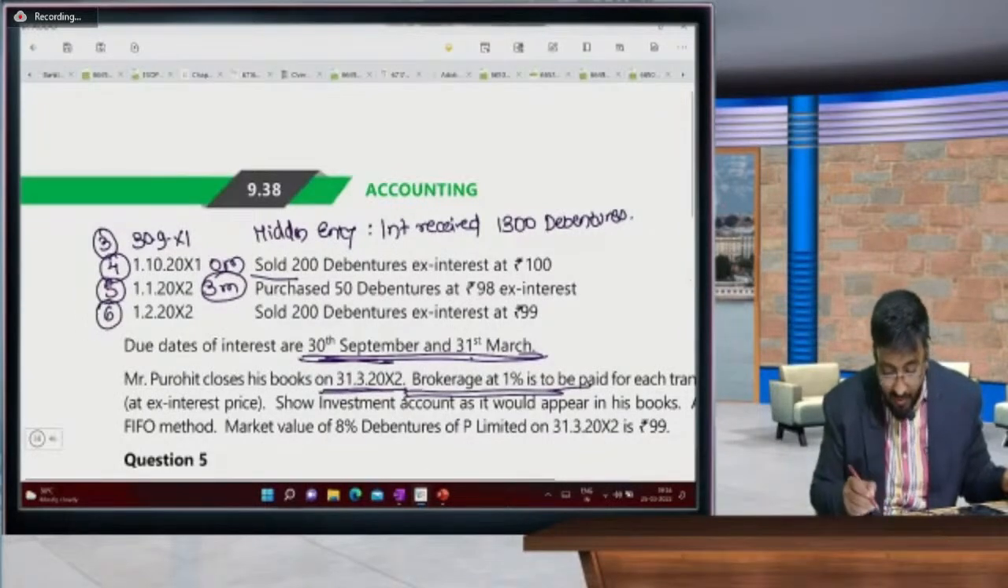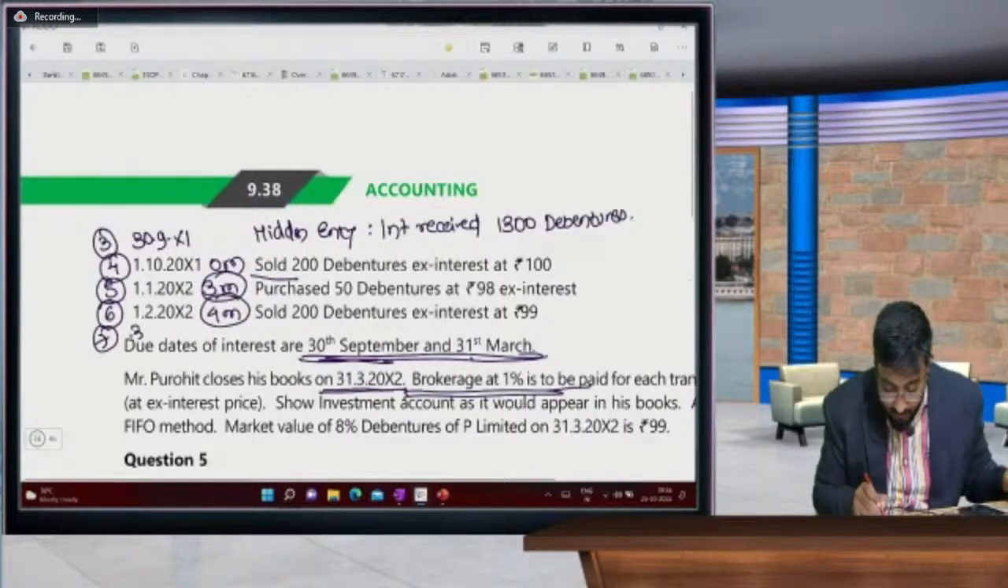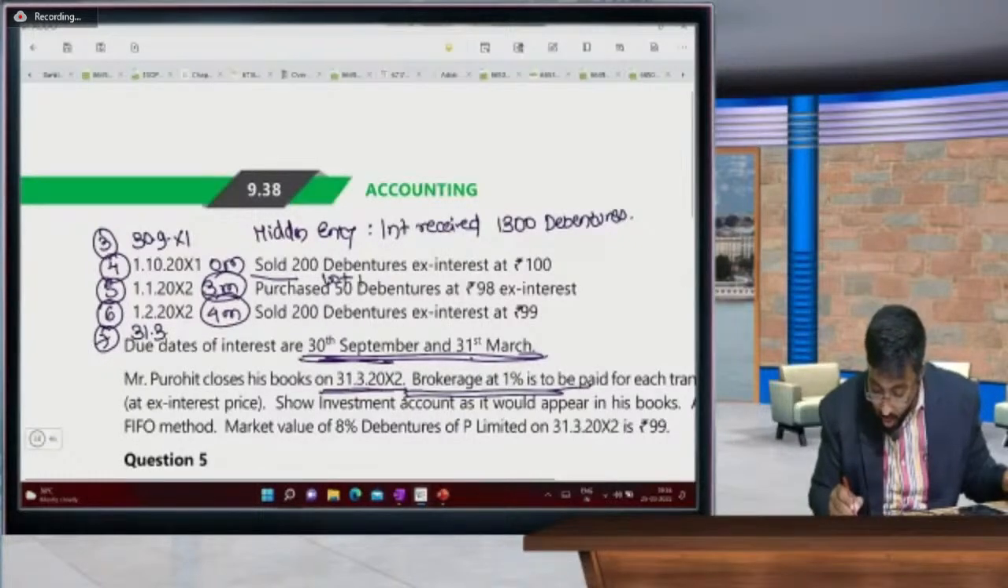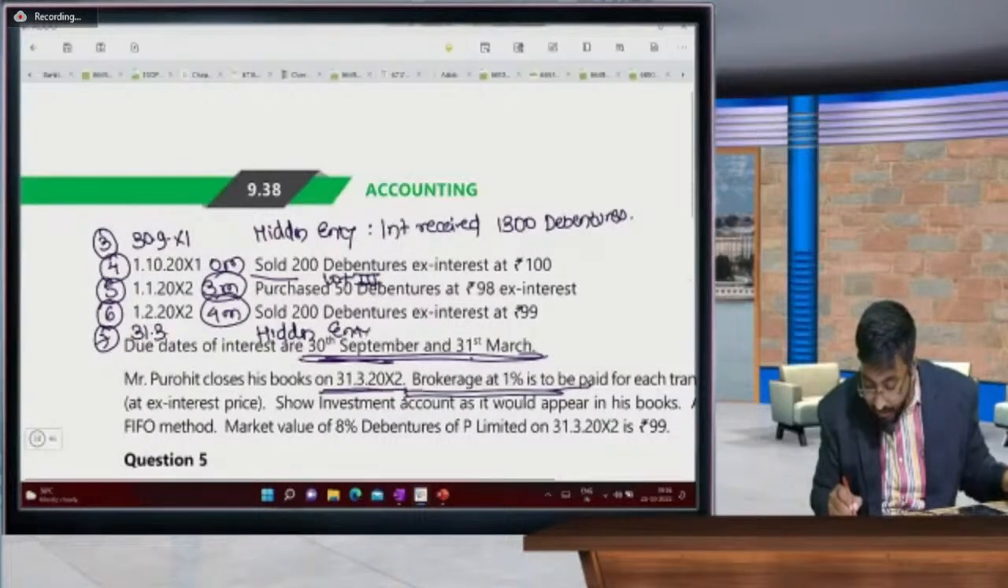Hidden entries, later, beta. 1-2 means October, November, December, January. 4 months sold. And what is the next date? 31st March. Achha, you purchase means, beta, lot 1 will come, lot 3 will come. And hidden entry for interest received.